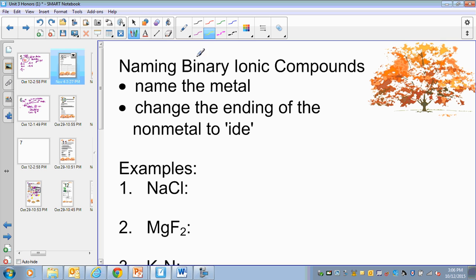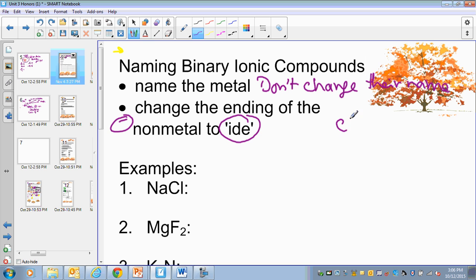Naming binary compounds. Since we are writing the metals first, I'm going to write the name of the metal first, and metals don't change their name. So positive ions or metals don't change their name. The negative ions change their name to end with IDE. So if Cl is chlorine, Cl minus 1, which is a negative charge, will be chloride.